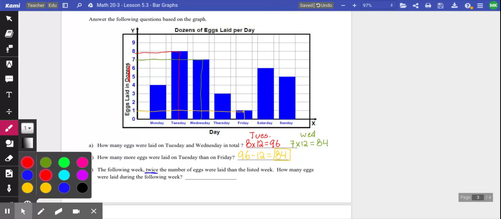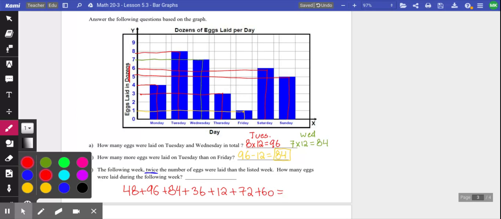On Monday, I have 4 dozen. So that's 4 times 12 is 48. On Tuesday, I had 96, which I already calculated. On Wednesday, I have 84, which I already calculated. On Thursday, I have 3 dozen, which is 36. On Friday, I had 12 eggs, which I already added. On Saturday, I had 6 dozen, which would be 72. And on Sunday, I had 5 dozen, which would be 60.